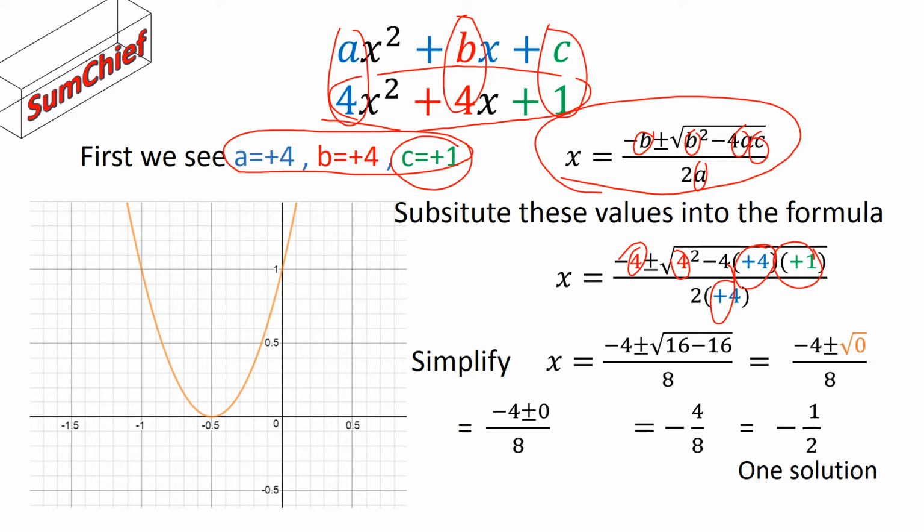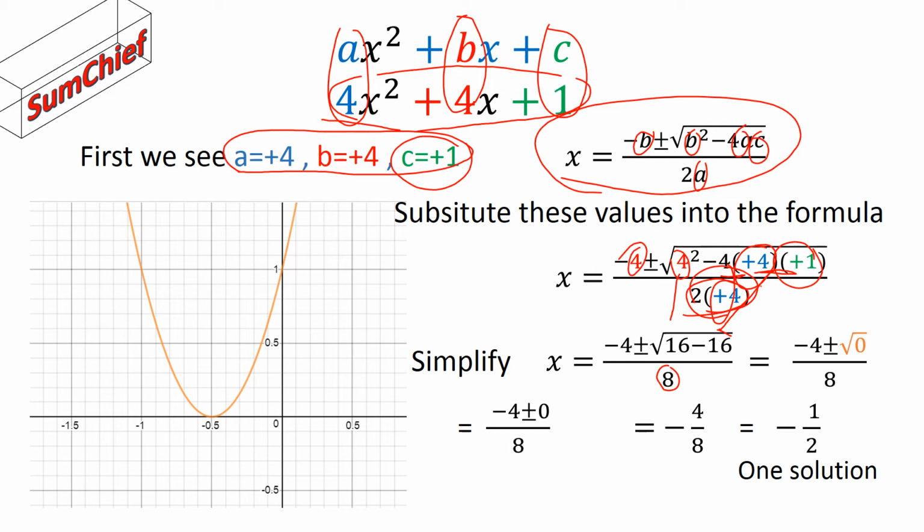So now we've got x equals minus 4 plus or minus the square root of 4 squared minus 4 times plus 4 times plus 1, divided by 2 times plus 4. So let's simplify that a little bit. Now we get x equals minus 4, 4 squared is 16. 4 times 1 is 4, times 4 is 16. So then we plug in another 16. And 2 times 4 is simply 8, so we type in the 8 here.